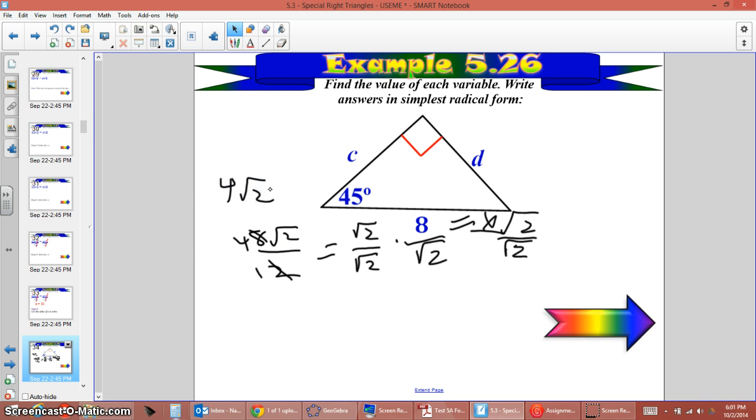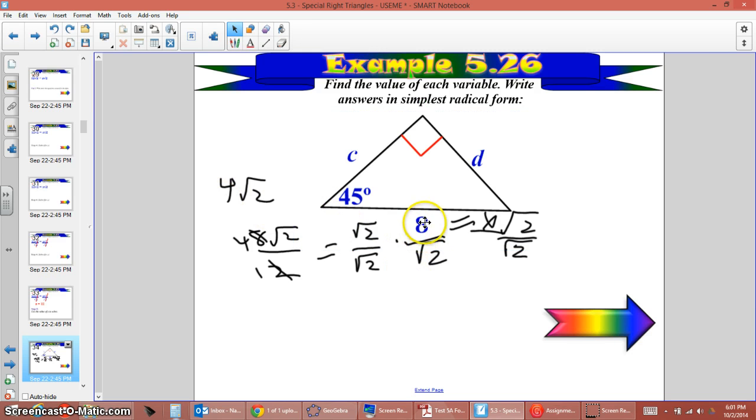Now here's the trick. When you're given a 45 like this, I don't know if I should be telling you this. It's a highly kept secret in the math world. All you do is you half the 8. You half the 8 and you put a root 2 behind it. Notice how 4 is half of 8?